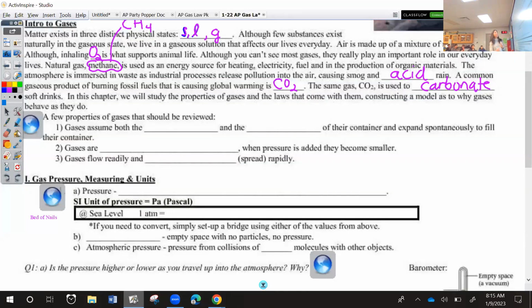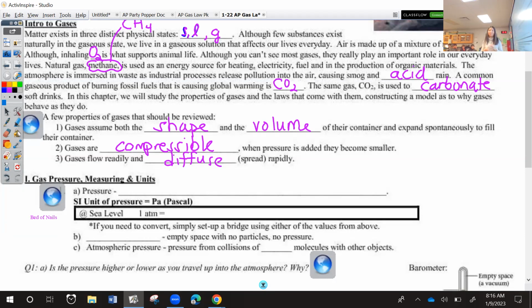Gases assume both the blank and the blank of their container. Shape and volume, perfect. Shape and volume of their container, and they expand spontaneously to fill their container. Gases are blank. When pressure is added, they become smaller. Very good, compressible. They are compressible. Gases flow readily and blank rapidly. There's a word that starts with a D. Very good, diffuse. They diffuse rapidly.